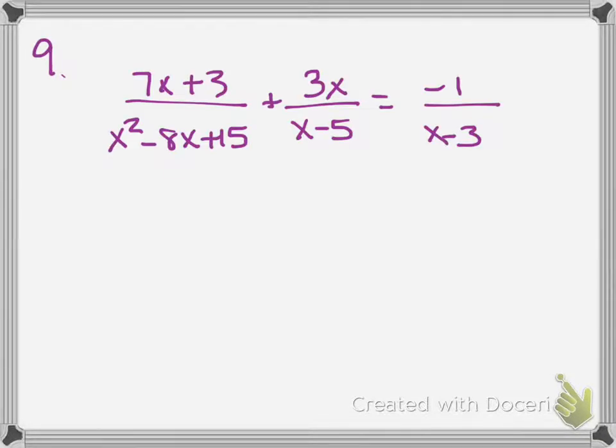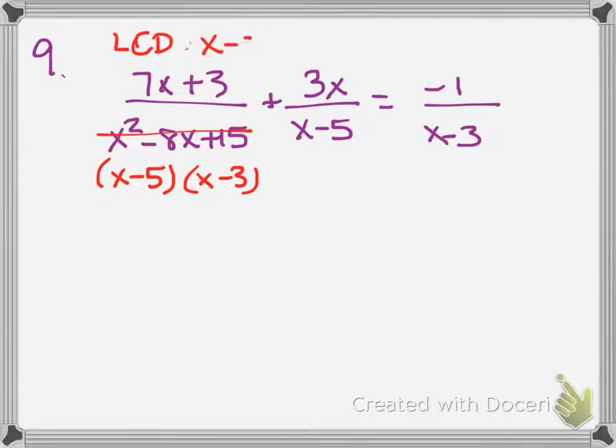Okay, so for number 9, I'm going to factor this, and it turns into x minus 5 and x minus 3. Our LCD is x minus 5 and x minus 3. So therefore, x cannot equal 3 and 5.